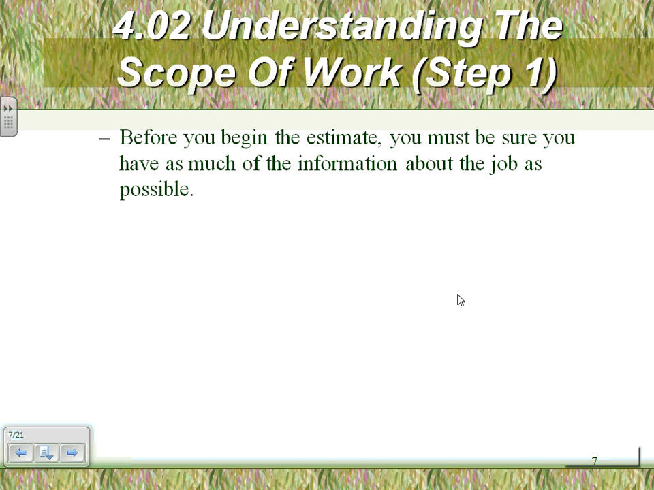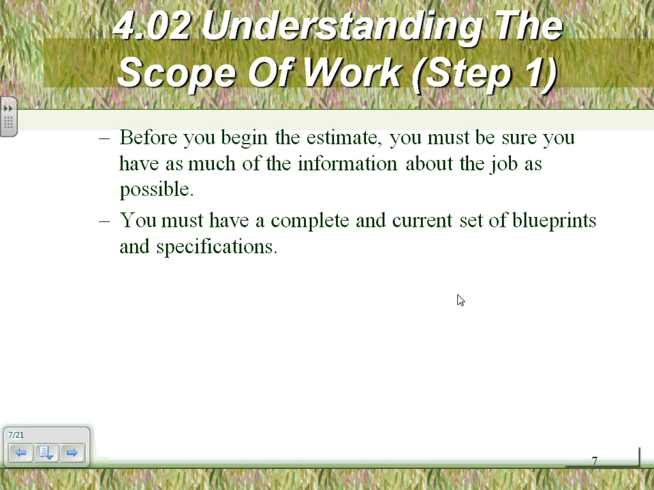Okay, understanding the scope of work. Here's what you need to do to understand the scope of work. Know everything that you can about the project. Get the complete current set of blueprints. To understand the job, you need two things: blueprints and specifications. If you bid a job without reading and fully understanding the blueprints and specifications, you're doomed.